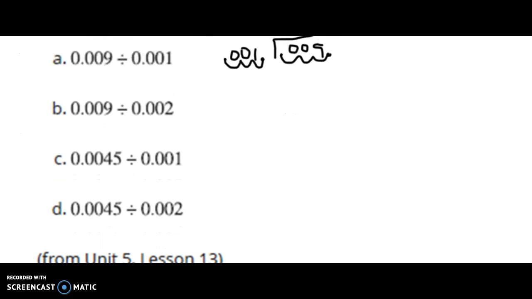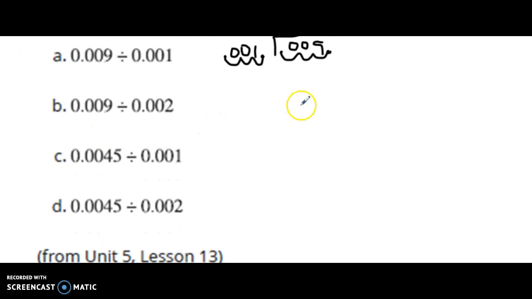Okay, let's go over B. So I have 0.009, same thing, divided by 0.002. So I'm going to start by moving my decimal and counting. 1, 2, 3. If I move it 3 times on the left, I have to do the same thing on the right. 1, 2, 3. Keep my decimal here. It slides up if necessary.